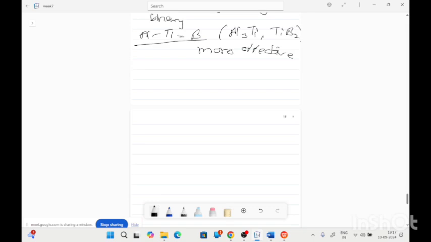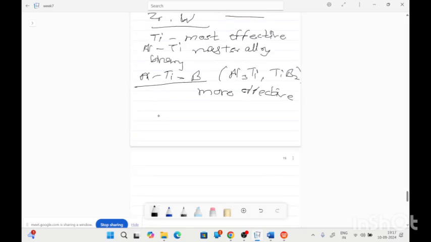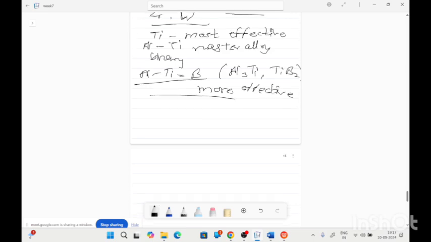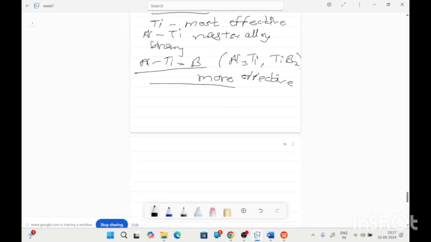For the melt nucleation to happen, different concentrations of this master alloy are added to achieve a certain concentration of titanium. For the heterogeneous nucleation to start, 0.01% of titanium in the melt is enough.